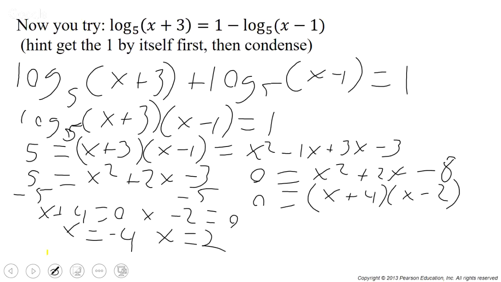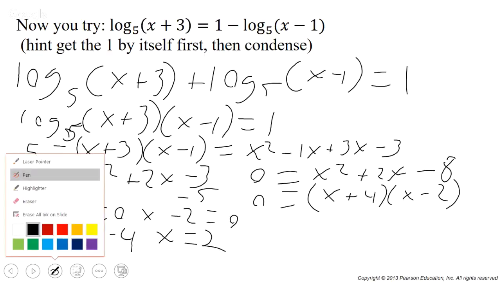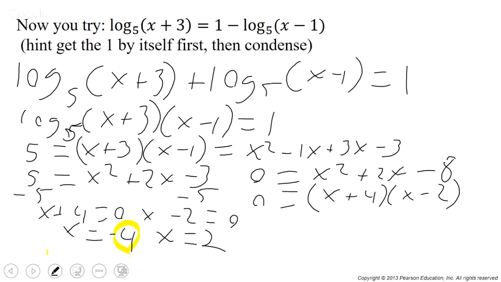So I have two solutions, and now I need to check to make sure that both of them are in the domain. So I plug in negative 4. When I plug negative 4 into the first one, negative 4 plus 3, well, that's negative 1. Right there, I can stop because I have a negative inside a log, so therefore I know negative 4 is not a solution. Let's plug in 2. 2 plus 3 is 5, so that works. And then 2 minus 1 is 1. That works. So therefore, it works. So that is my only solution. My extraneous solution is negative 4.